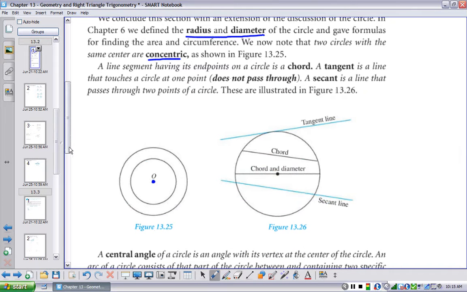And if we have a circle, a line segment having its endpoints on a circle is called a chord. Okay? This is a chord and this is a chord. This chord here is also the diameter because it's going through the center. But a chord does not have to go through the center of a circle. A tangent line is a line that touches the circle at one point and does not pass through, so that's a tangent line. A secant line, however, passes through 2 points of a circle, so that's a secant line.